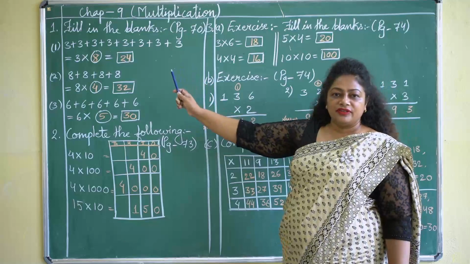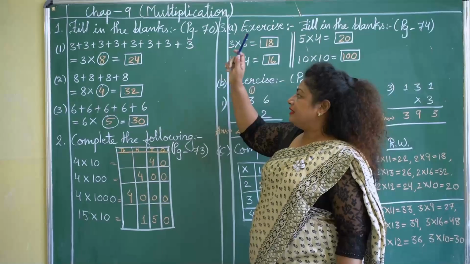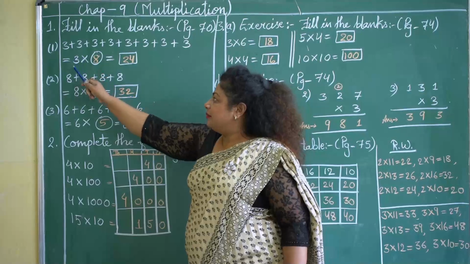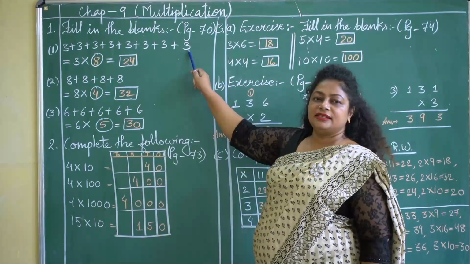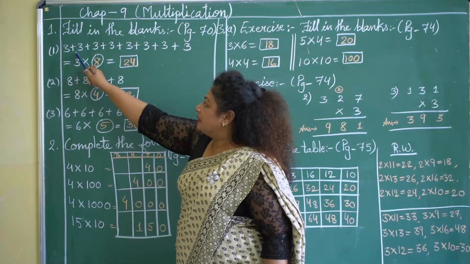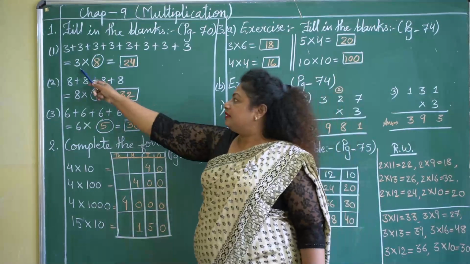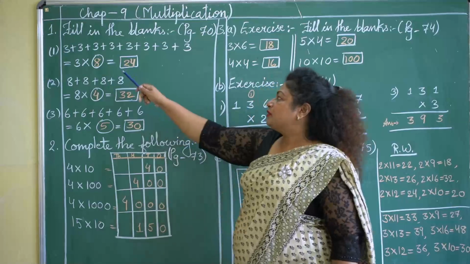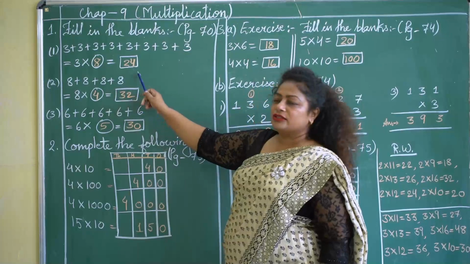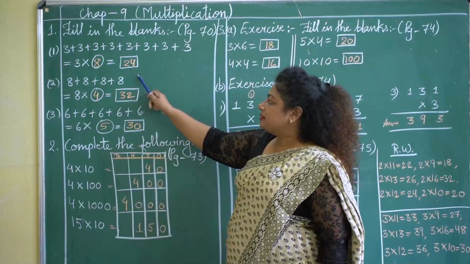Now let us start with the first exercise. Fill in the blanks. It is given on page number 70. Now in the first sum it is given 3. Now you can see the number 3 is repeated many times. Let us see how many times it is repeated. The number 3 is repeated for first 1, 2, 3, 4, 5, 6, 7, 8. That means the number 3 is repeated for 8 times. So the answer we'll get is 24. That is 3 8s are 24, or 3 multiplied by 8 will give you the answer 24.